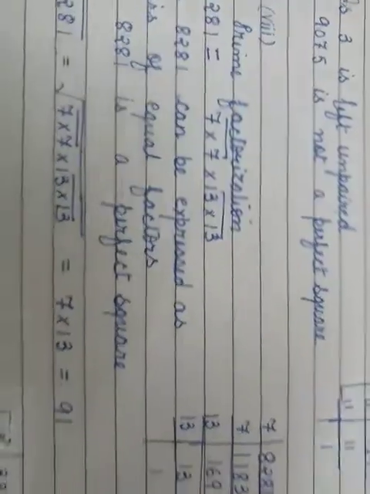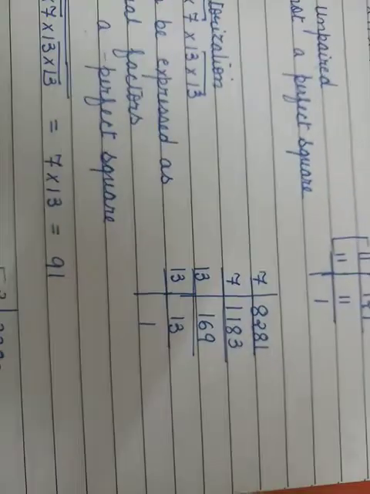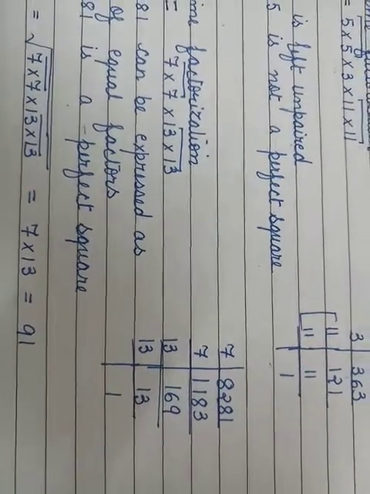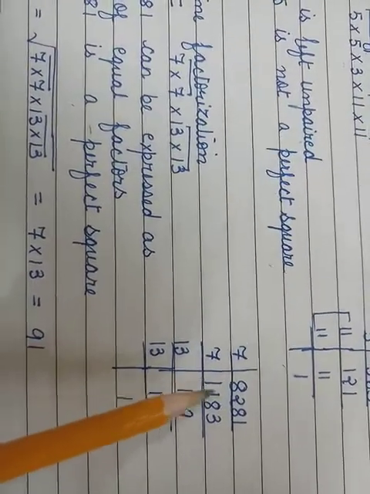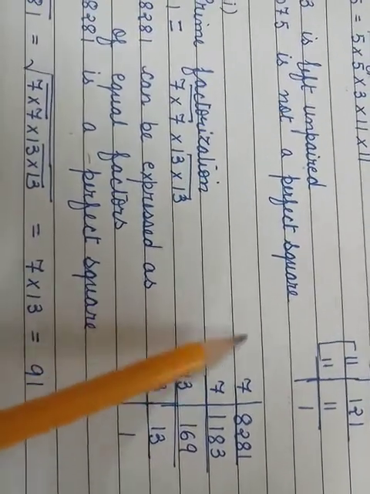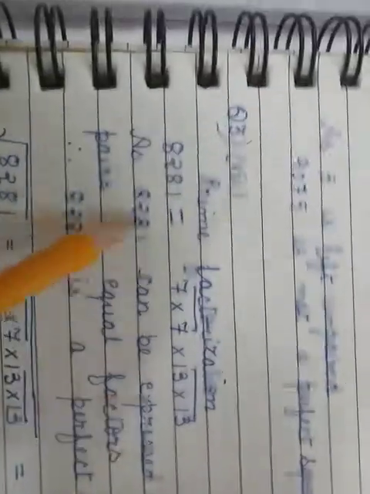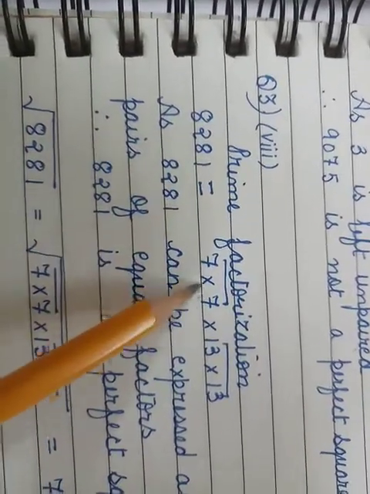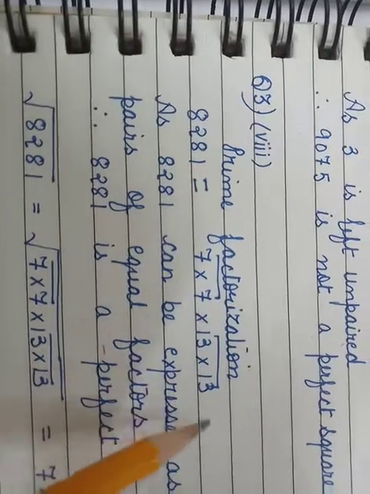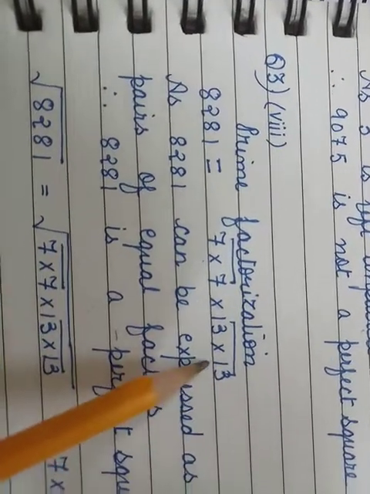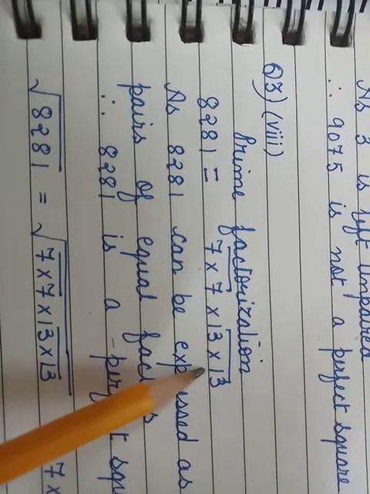8281. Firstly, whenever we have to find the square or square root, we do the prime factorization. So I do the prime factorization of 8281. So it becomes this. So I've written the prime factorization of 8281 is 7 into 7, 13 into 13. See, we find that 7 is also a square, 13 is also a square, available here.